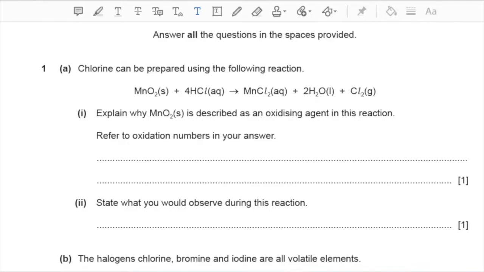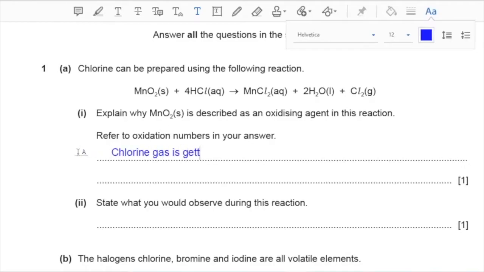So, oxidizing agents are those which oxidize other reactants and they get reduced in the reaction. And by reduction, I mean that their oxidation numbers decrease. Chlorine is getting oxidized from -1 to 0. Over here, manganese oxide is the oxidizing agent which has brought oxidation to chlorine gas. Part 2, state what you would observe during this reaction. So chlorine gas is being given off, effervescence.